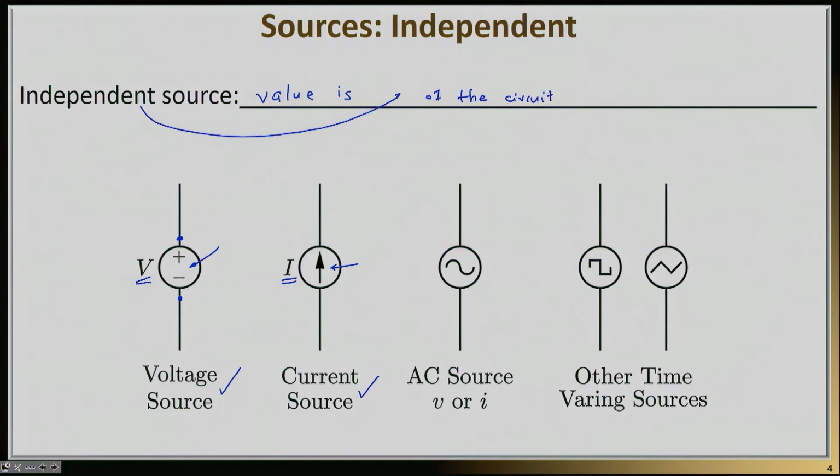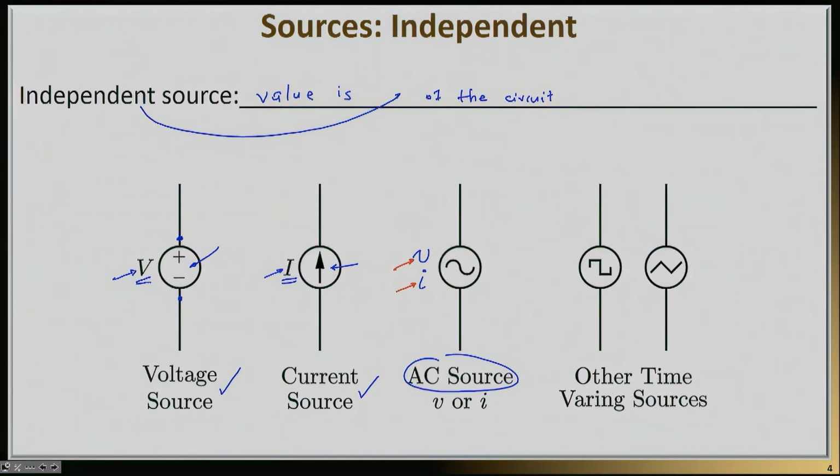Independent sources may also be variable in time. For example, an AC, a sinusoidal source, which may either provide a V or an I, a voltage or a current, can actually be very useful in real-life scenarios. Notice here that I use capital V and capital I, while on the third source here, I use little v and little i.